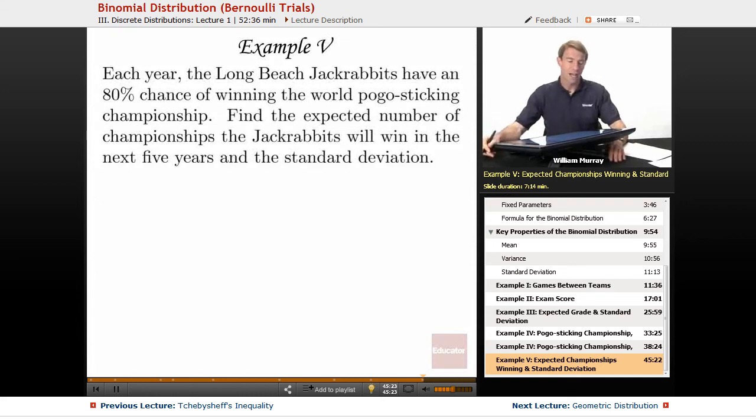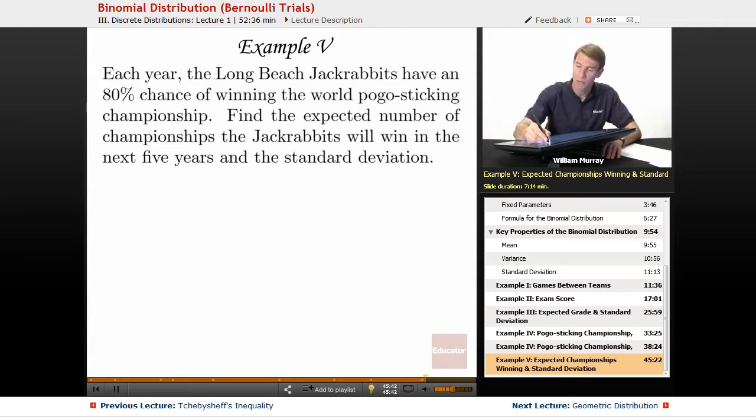So in example 5, again, each year the Long Beach Jackrabbits have an 80% chance of winning the World Pogo Sticking Championship. We want to find the expected number of championships that they will win in the next 5 years and the standard deviation in that total. So let's calculate that out.